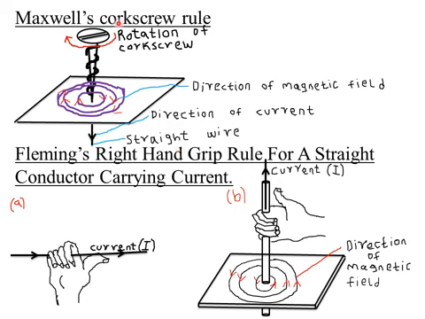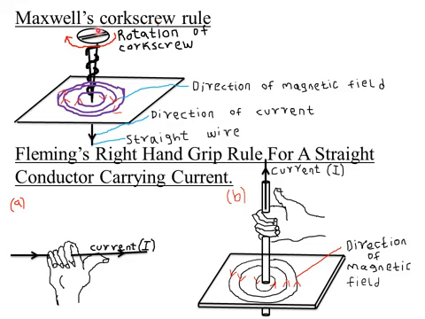Next, we look at what we call the Maxwell's screw rule. Of course, screw rule, because the experiment itself is involving a screw. So the Maxwell screw rule states that if a right-handed screw is driven forward in the direction of the convectional current, then the direction of rotation of the screw is the direction of the field lines.